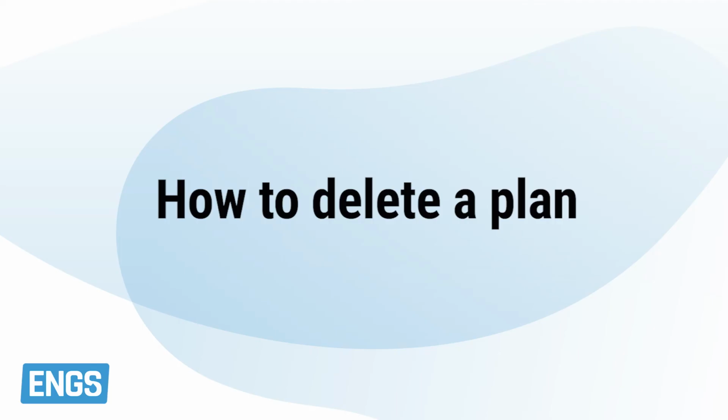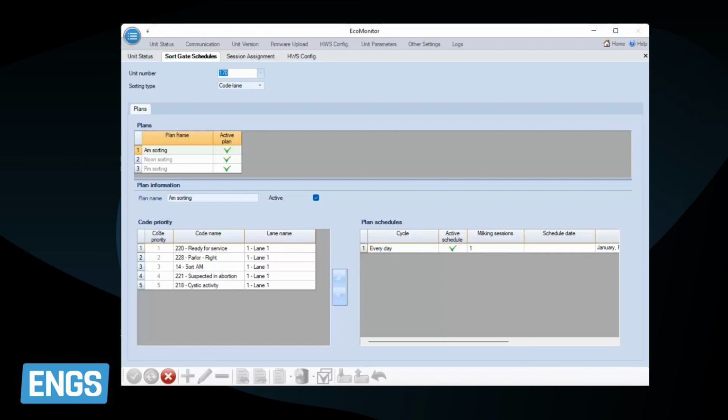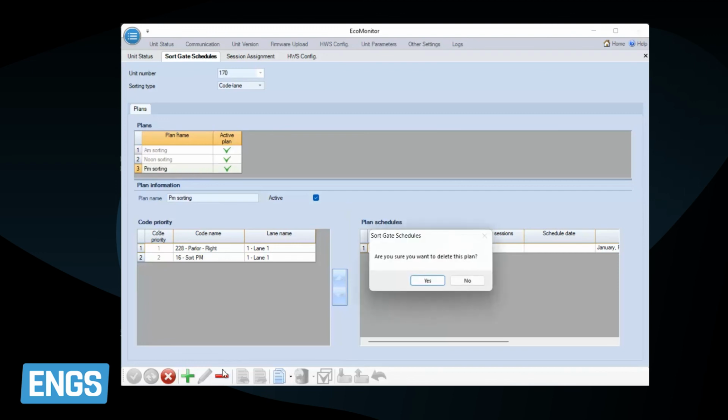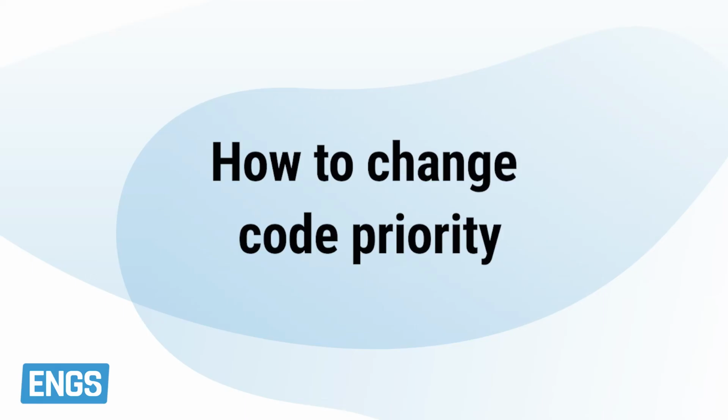To delete a plan, select the source SortGate plan that you wish to delete. Click on the selected row of the plans table. Click on the Delete Plan button. A message will appear to verify if you wish to delete the entire plan. Click on the Yes button. The plan is permanently deleted.